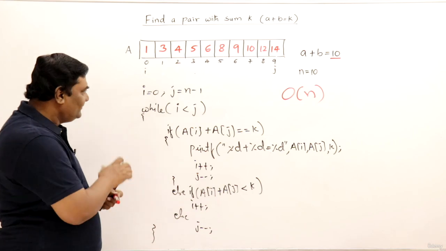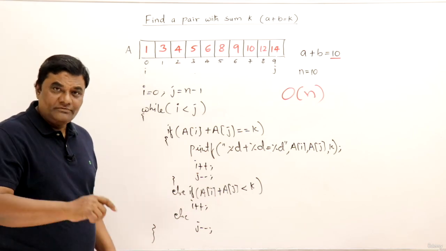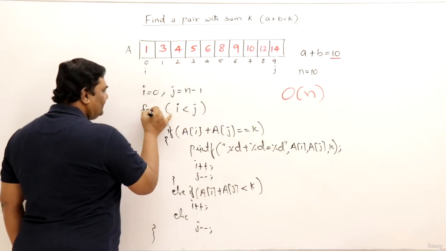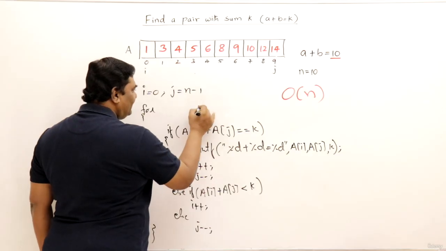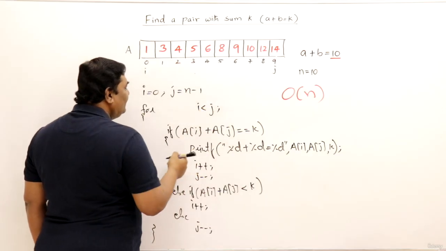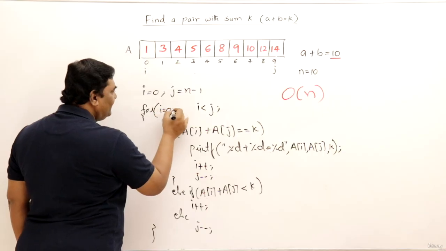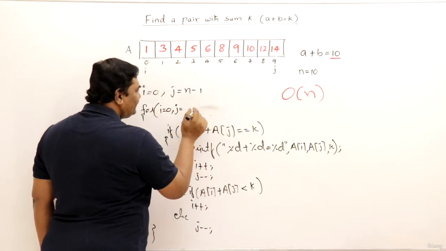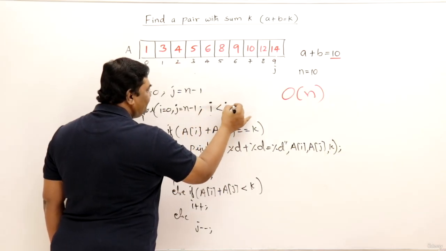Now at last, one more thing. I have used a while loop here. Is it possible that we can do it using a for loop? Let us check. If I write a for loop, then this is the initial part: i should be equal to 0, and j should be equal to n minus 1, right? Then this is the condition, i less than j.